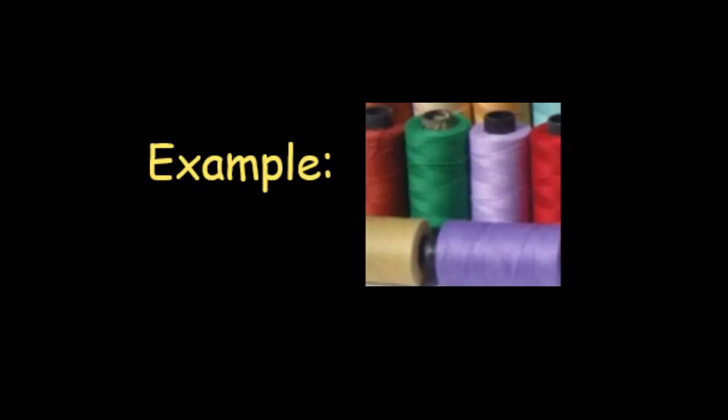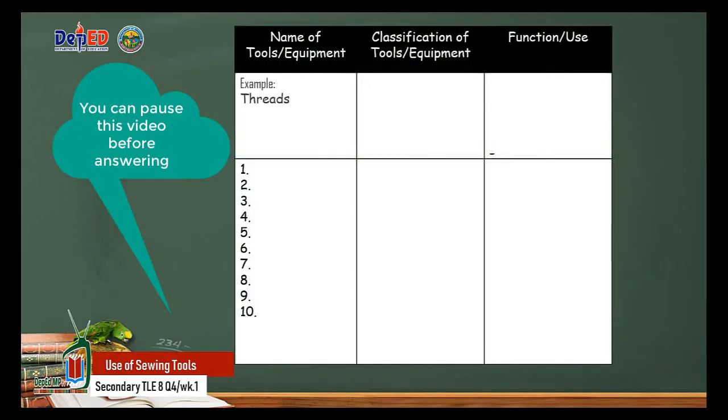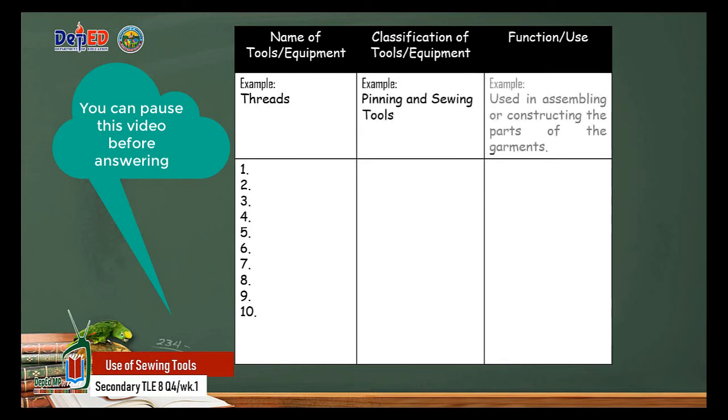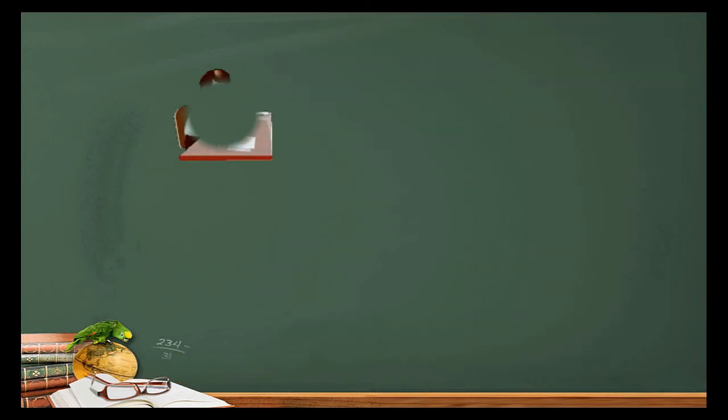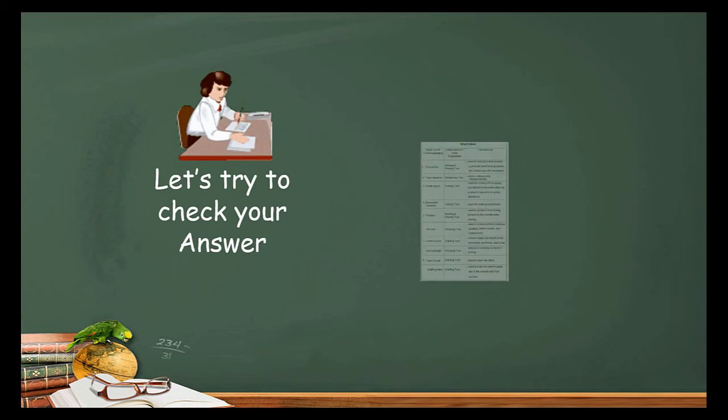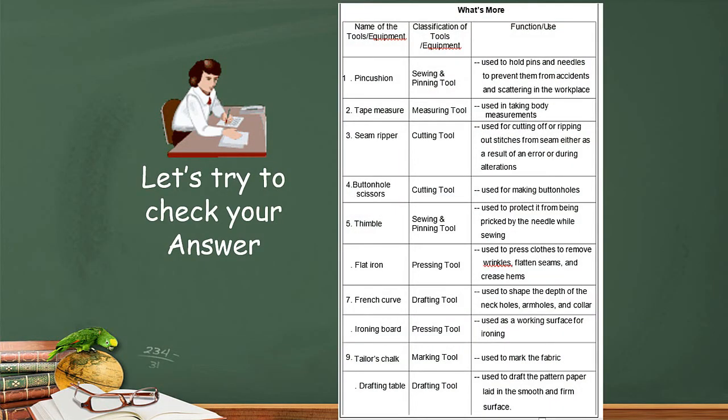Now, let's try to have this example. What can you see on this picture? Very good. These are threads. And what is the classification of this tool? Very good. Pinning and sewing tool. What about its function? Very good. It is used in assembling or constructing the parts of the garments. Okay, it's your turn. What can you see now are the correct answers for our activity. Congratulations! You can move on to our next activity.